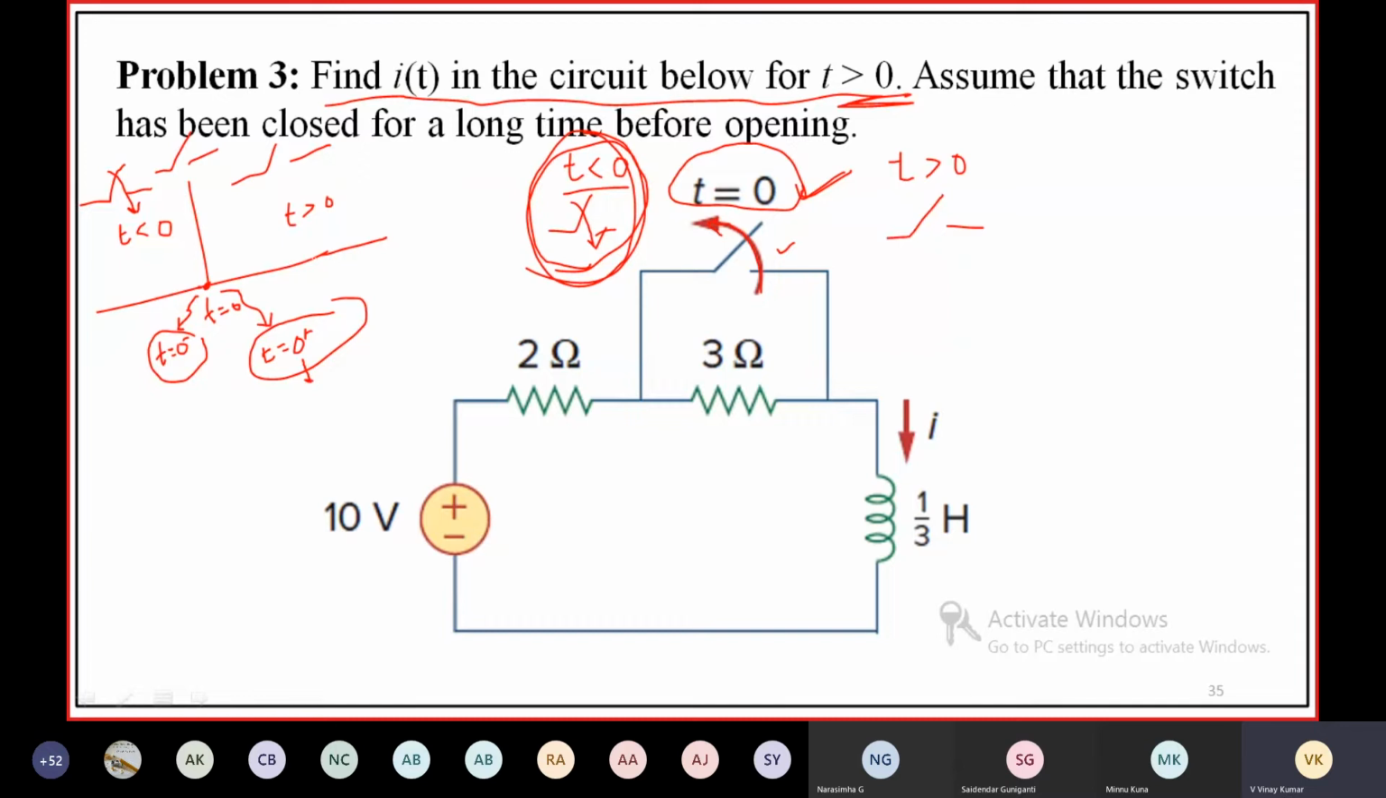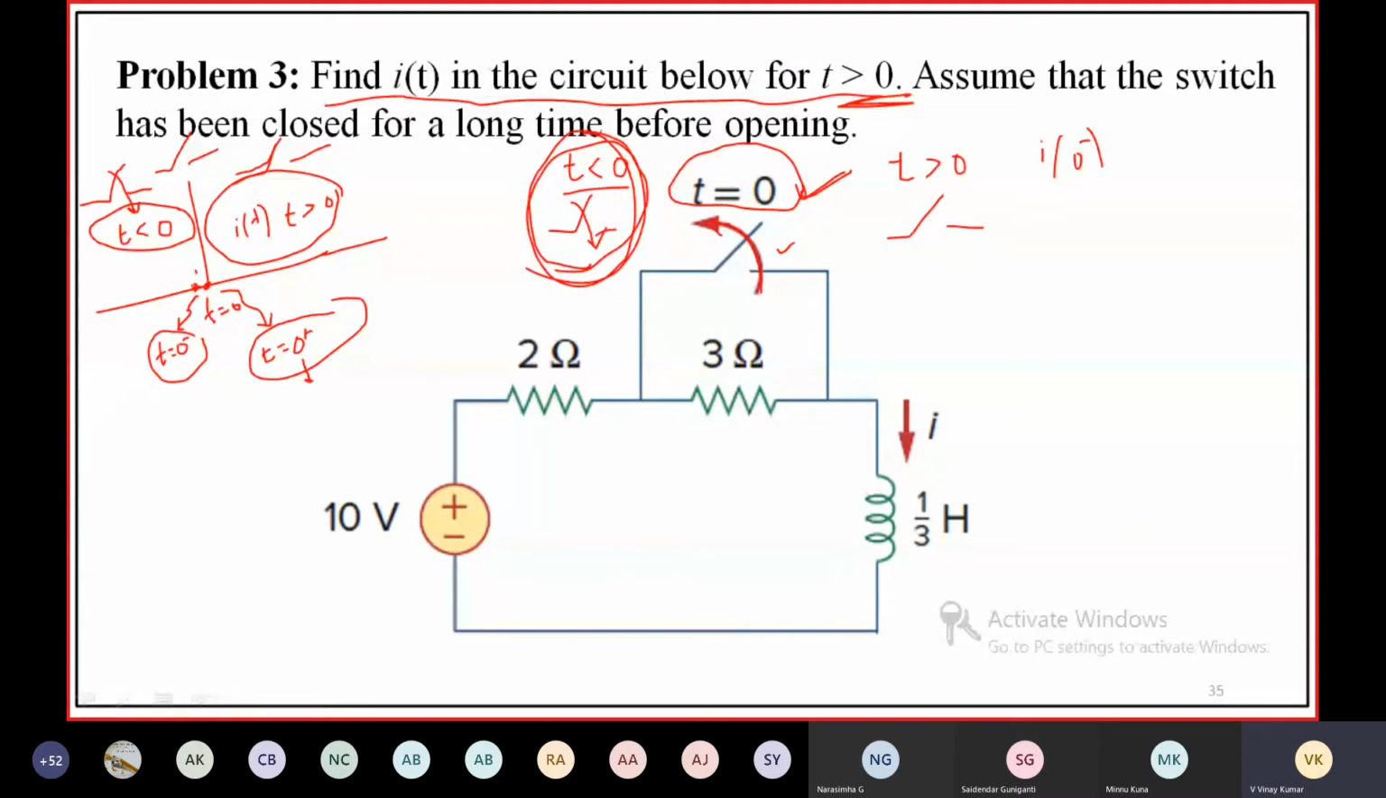So you are going to find I of t for t greater than 0. To find the expression for t greater than 0, first of all I should find the initial condition, which means I have to find I of 0 minus. Because at t is equal to 0 minus, for t less than 0, steady state occurs.